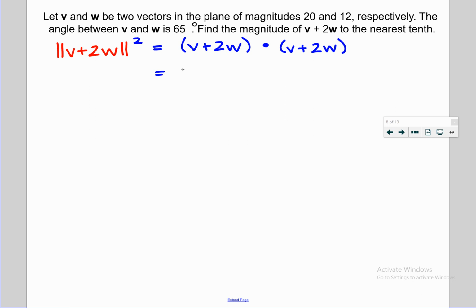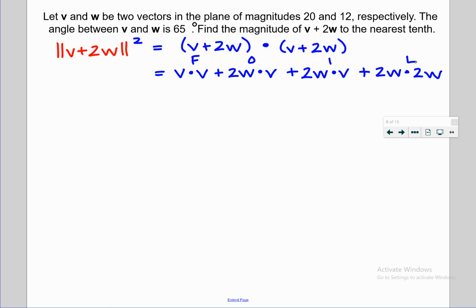So we're going to do my first terms, and we're just not multiplying, though. We're going to write v dot v. Those are my first terms, okay? My outside terms are 2w dot v. My inside terms are 2w dot v. And my last terms are 2w dot 2w. You can label those first, outside, inside, last.